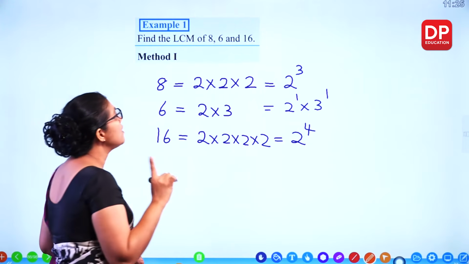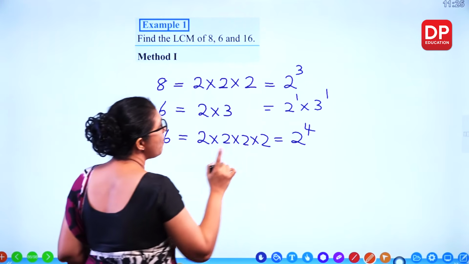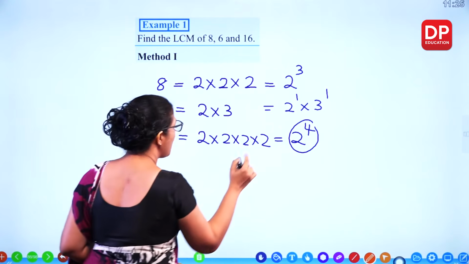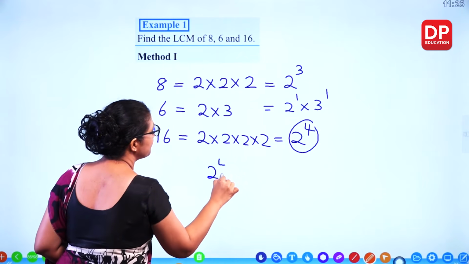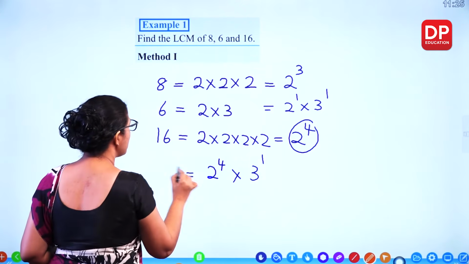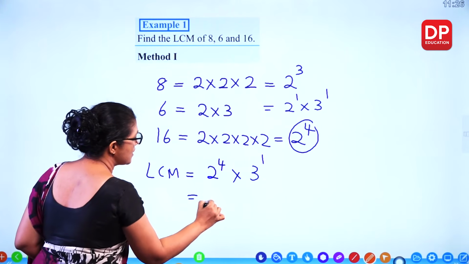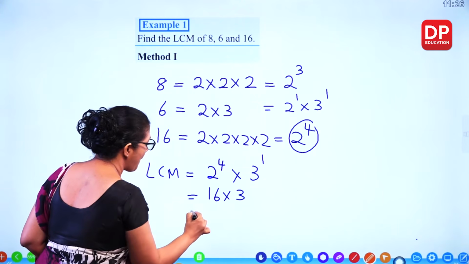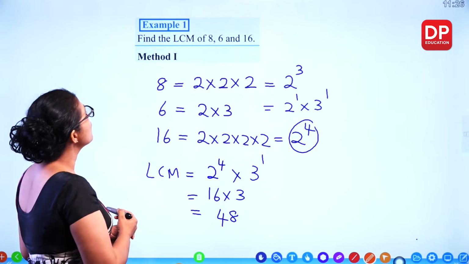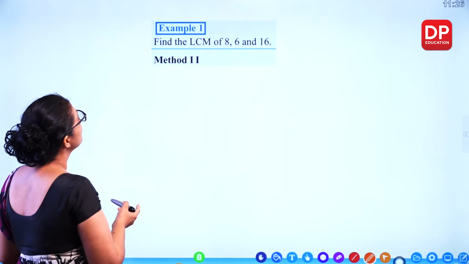So when you are finding lowest common multiple, you take the different numbers with maximum power. When you take 2, 2 to the power 4 is the maximum. What else? 3 only once. So the lowest common multiple is 2 to the power 4 is 16 times 3, 48. So that's 48. Now we'll use another method, second method.